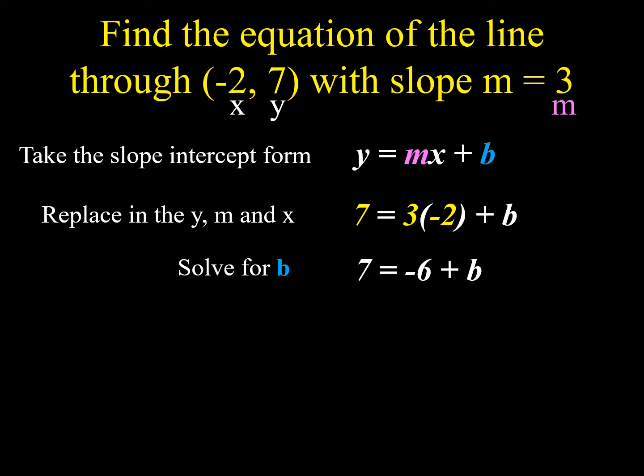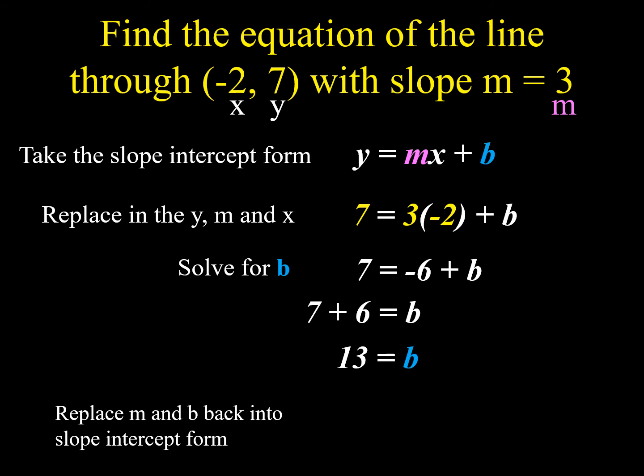So we have 7 is equal to negative 6 plus b, then transpose negative 6 to the other side. We have 7 plus 6 is equal to b. So b is equal to 13. So our y-intercept is equal to 13. Now we can substitute m and b in the original y is equal to mx plus b. So in doing this, we have y is equal to 3x plus 13. So that is how we get the equation of the line through one of the points and given the slope.